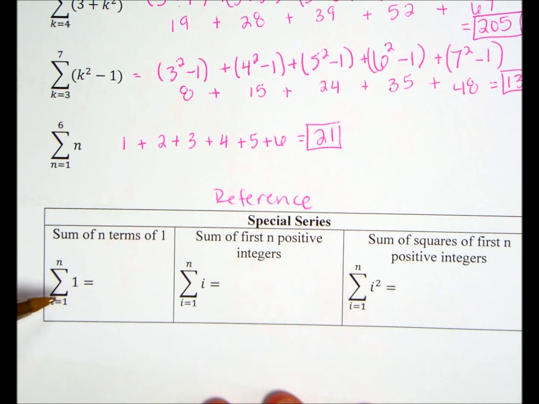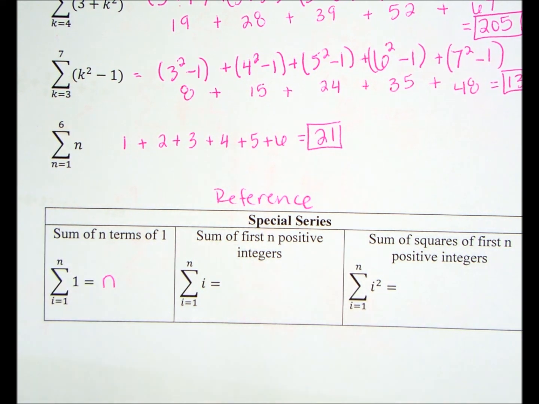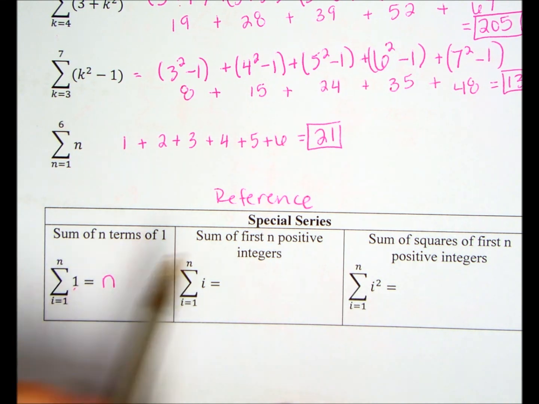So what this first one says is the sum of n terms of 1. So this doesn't make any sense. But it's saying, all right, if I add up 1 n times, from 1 to n times, what will I get? And you will just get n. So that's what it's saying. It may not make sense in this format, but it's saying if I add up 1 n different times, I will get what n is.